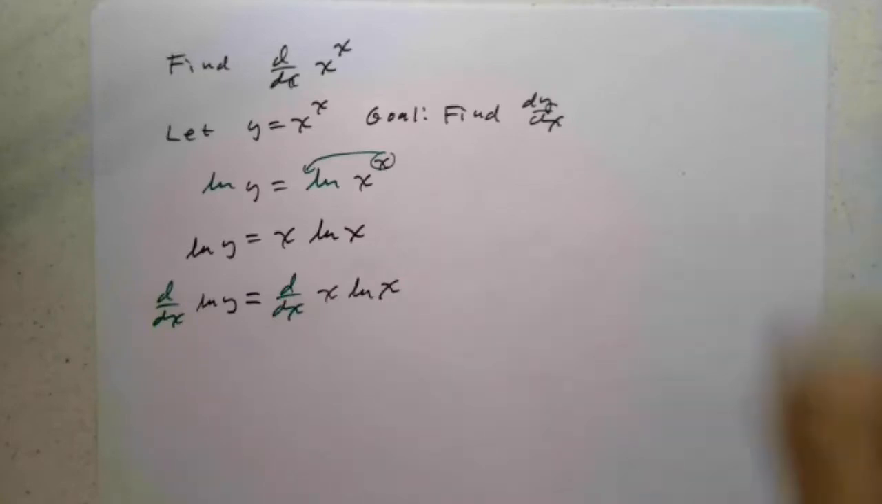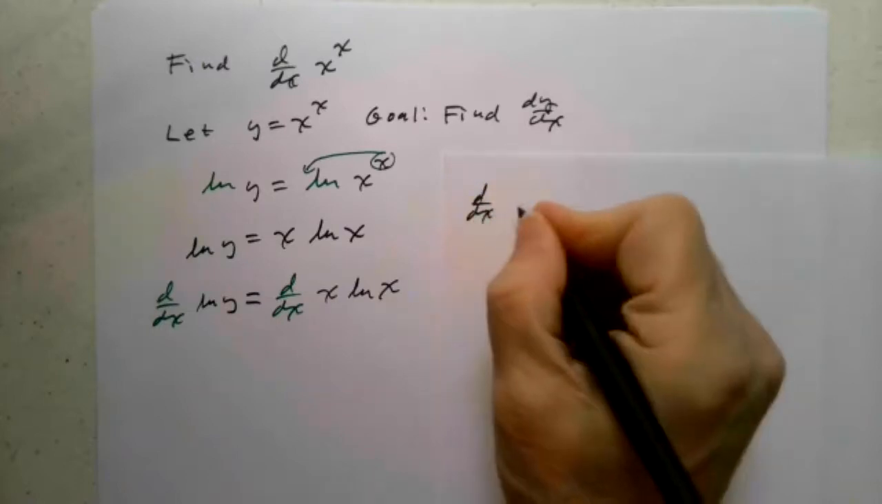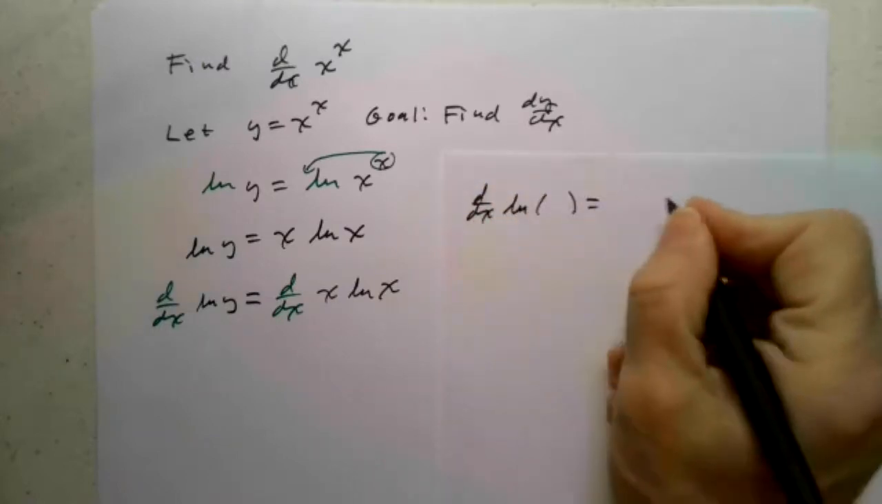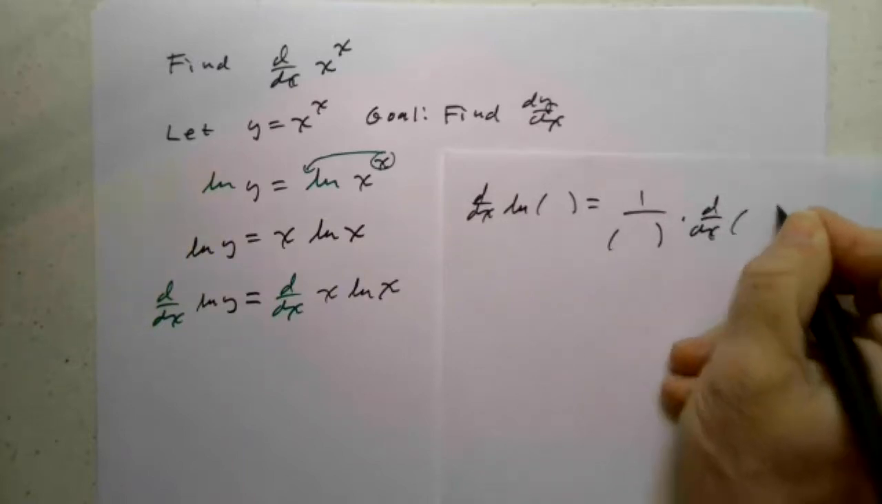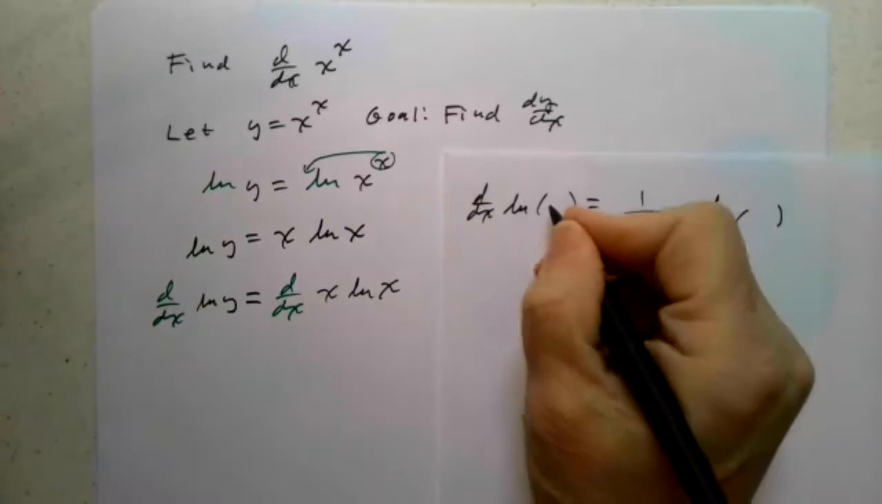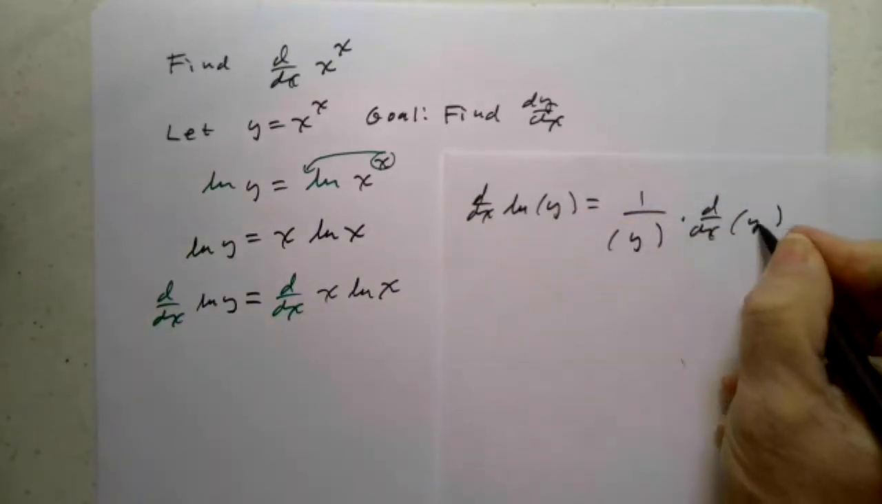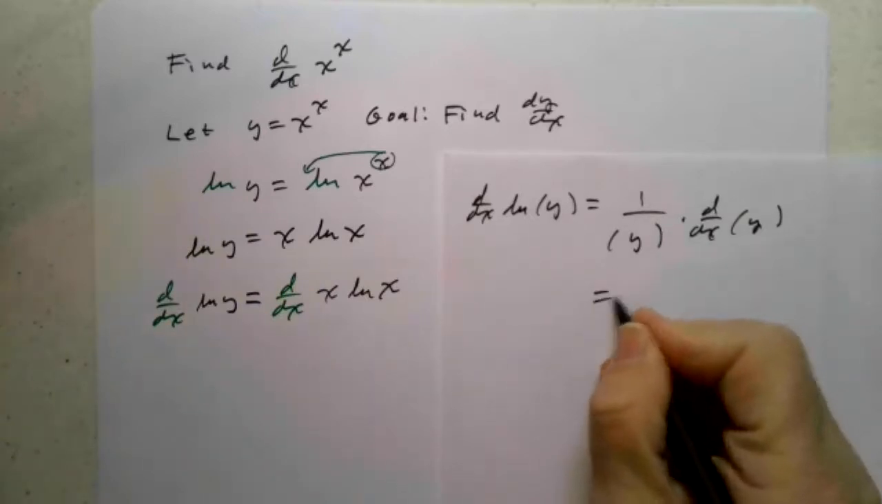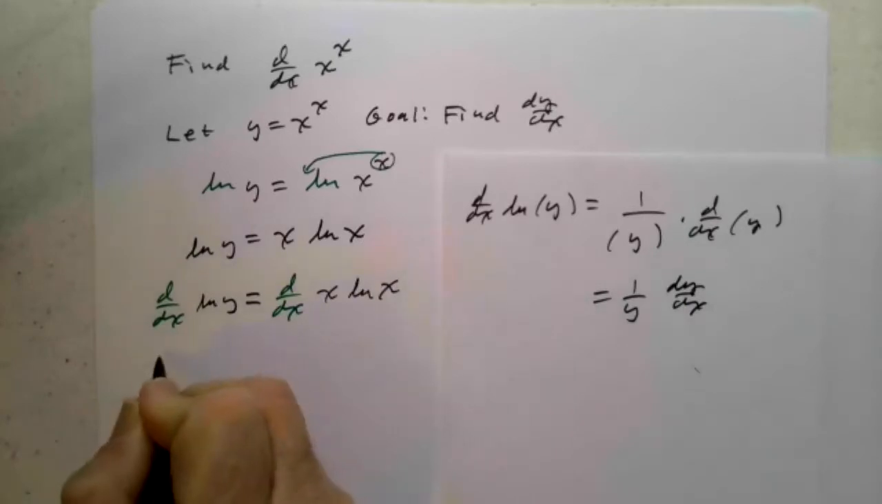As we've seen earlier, the derivative with respect to x of natural log of something is 1 over the something times the derivative with respect to x of the something. So the derivative with respect to x of natural log y is 1 over y times the derivative with respect to x of y. So we get 1 over y dy dx. We get that for this piece.